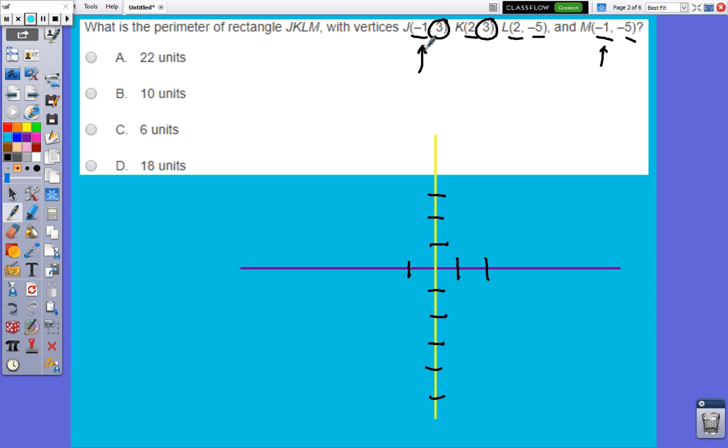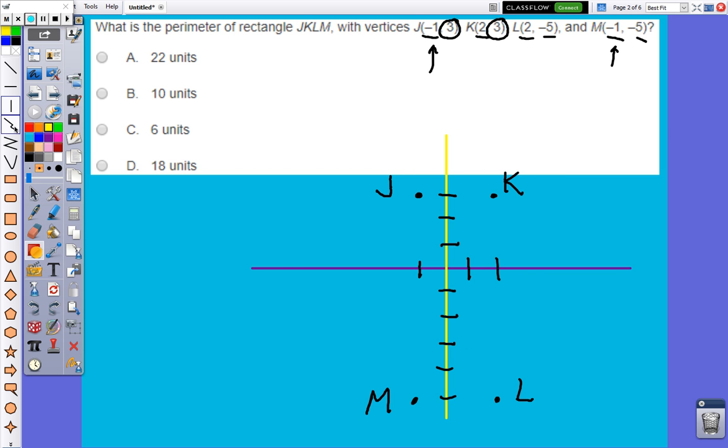The first point I see is -1, 3. I'll plot that point right here, and that is vertex J. The next point is 2, 3, and that is point K. The next one is 2, -5, and that is point L. The next vertex is -1, -5, and that is point M. First thing I notice, none of these are reflections of each other across the x or y axis. I'm just going to connect these points using straight lines.